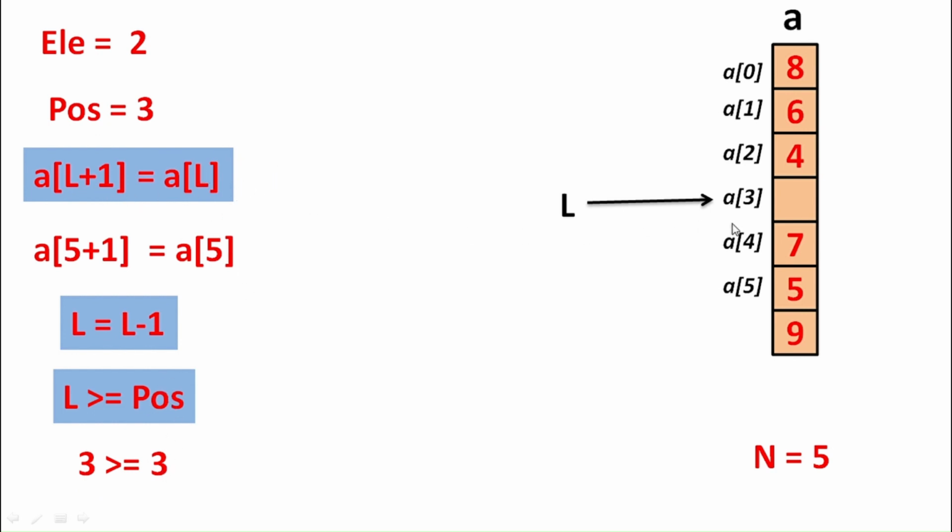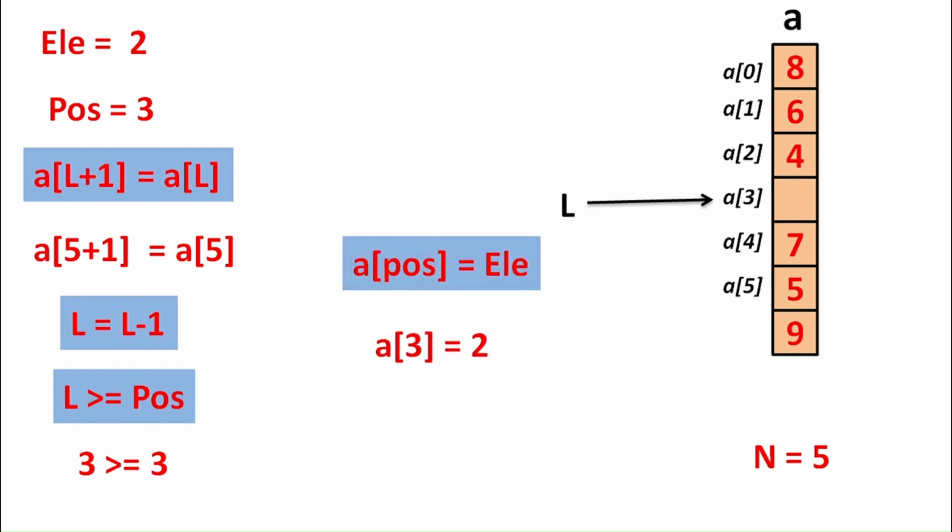and I will insert an element: A of position is equal to LE. That is, A is the array name, position is equal to 3 where I want to insert, and LE is the element which I want to insert. So after insertion, this is how my array looks like. Is this over? No, we have inserted an element, right?